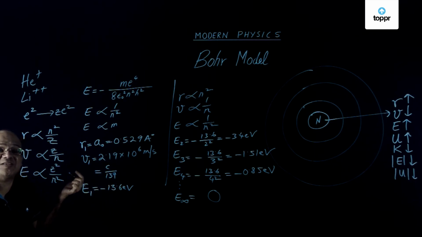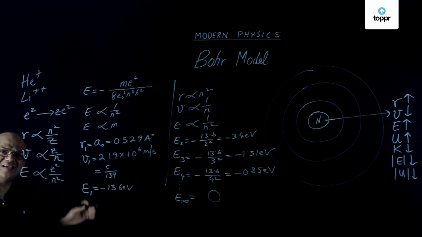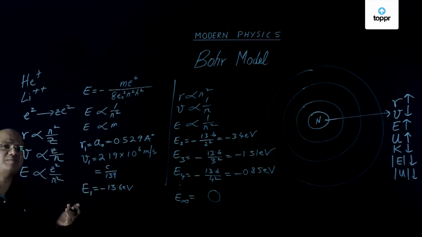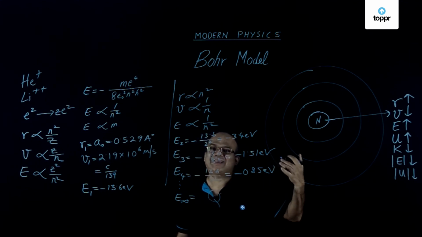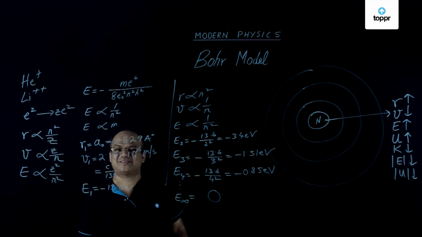R is proportional to n squared by what? This is n squared by Z. V is proportional to Z by n. E is proportional to Z squared by n squared. Just remember this. Very easy. Both are squared for E. Only n is squared for R. And for V, nothing is squared. So R is proportional to n squared by Z, V is proportional to Z by n, and E is proportional to Z squared by n squared.